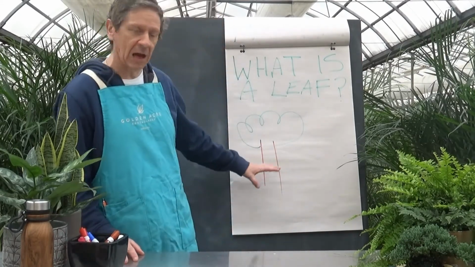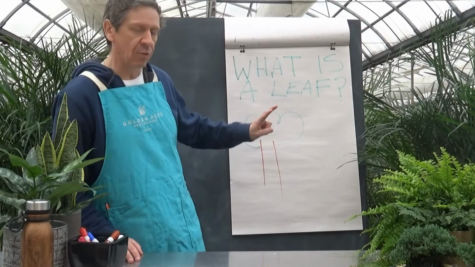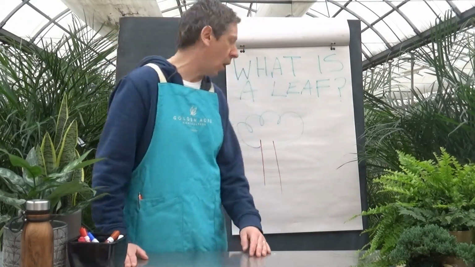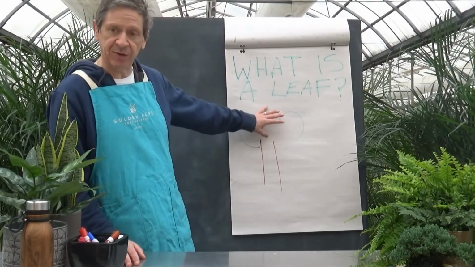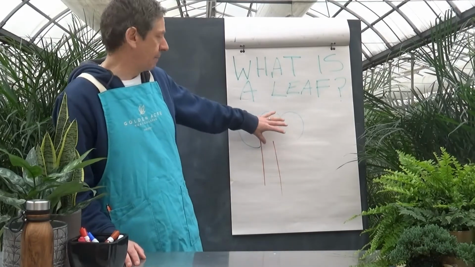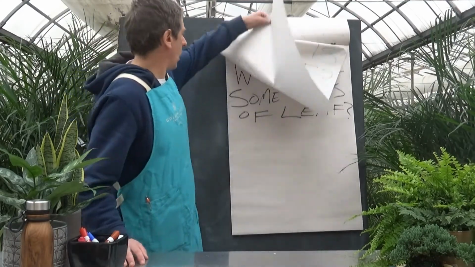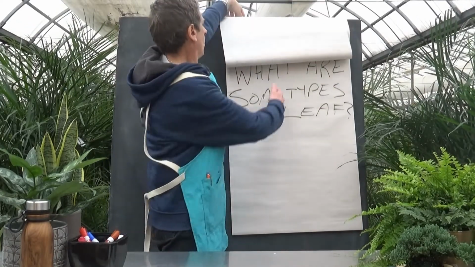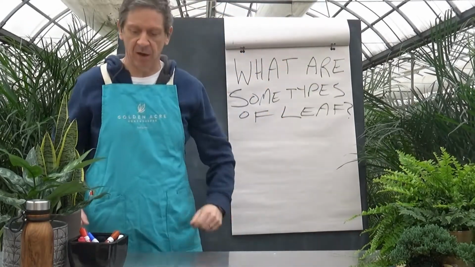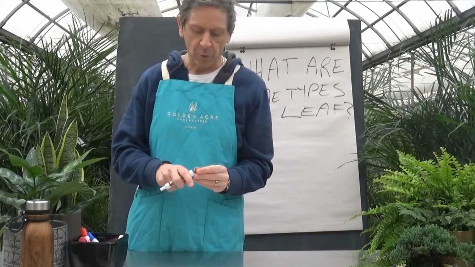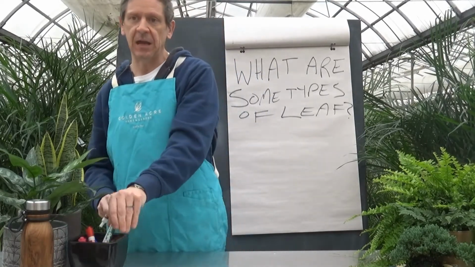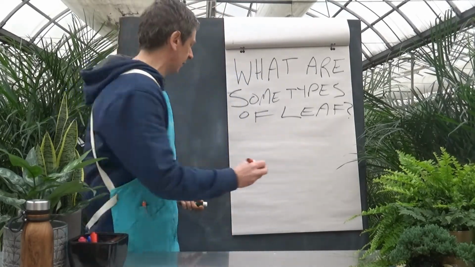But for the actual life cycle of the tree, the two main purposes of the leaf are to take life in and to breathe. So we're going to look at that. We're going to say, what are some of the types of leaf? So a leaf that a lot of you have seen, but not everybody knows is a leaf.